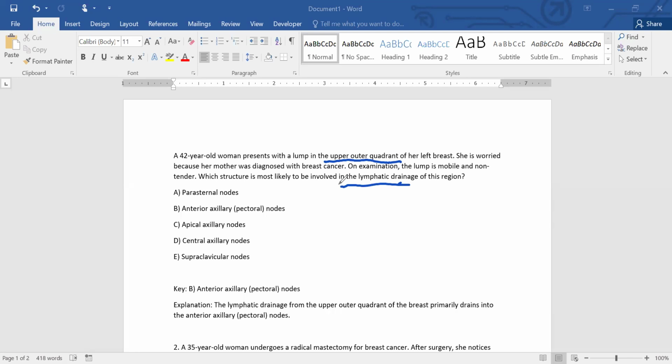answers are parasternal nodes, anterior axillary nodes, apical axillary nodes, central axillary nodes, supraclavicular nodes. So the correct answer is the anterior axillary or pectoral nodes. So lymph from the upper outer quadrant mostly goes first to the anterior axillary lymph nodes.